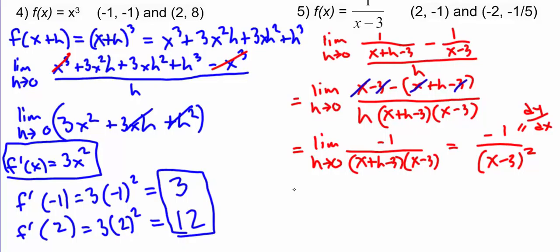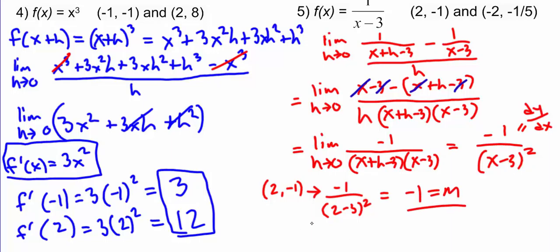Now again, we have 2 points to evaluate it, and so we'll evaluate at both of those points. I'll start with the 2, -1 point. I'm going to show you this. It's going to be the same thing I did on the last one. It'll just look a little different with notation. But 2 minus 3 quantity squared is what we would have. And so that's 1. So our slope here is -1. That's our slope at 2, -1.